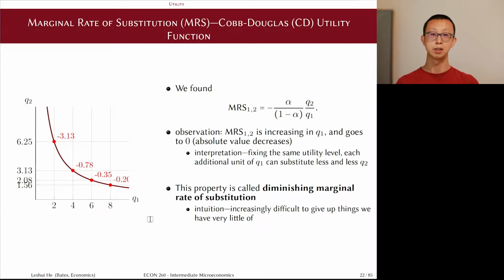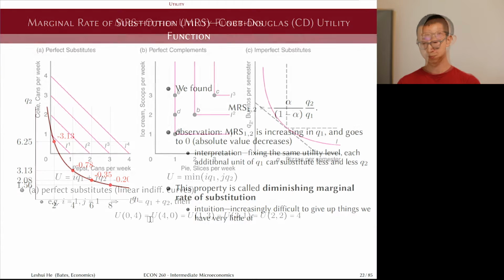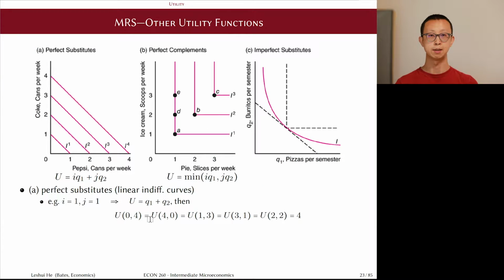This is a good point to start to think about some other forms of utility functions. Let's take a look at a few graphical examples. The first example is what we call perfect substitutes. And this is a utility function that has very simple indifference curves. They are just straight lines.